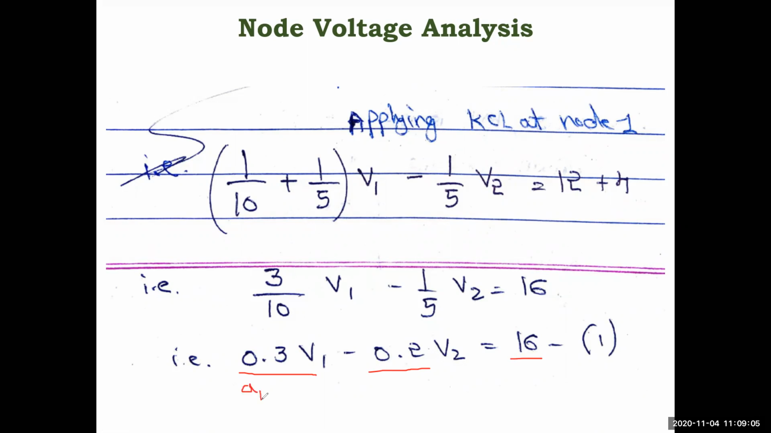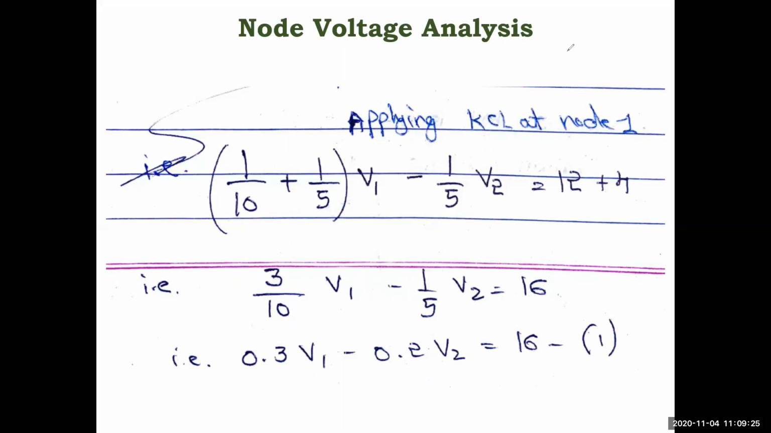So this is a1 0.3, b1 minus 0.2, c1 16. You have to consider two unknowns in equation mode, because V1 and V2 are the unknowns here. Then it will ask three values, a1 b1 c1. Similarly we see the second equation.